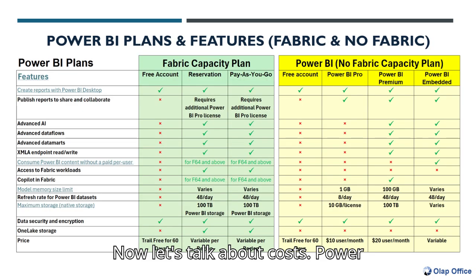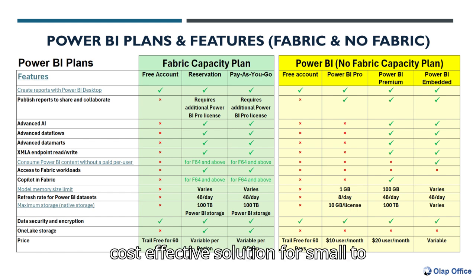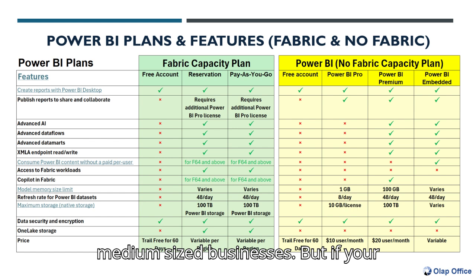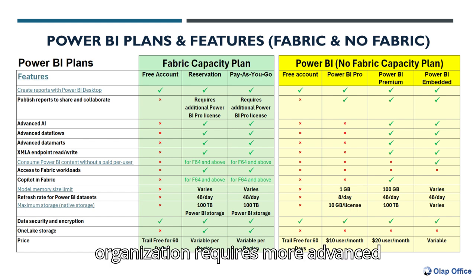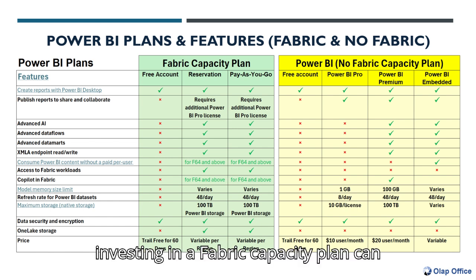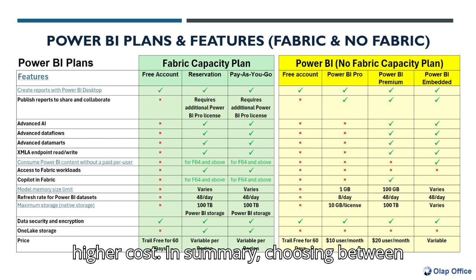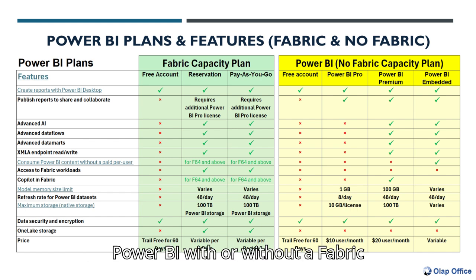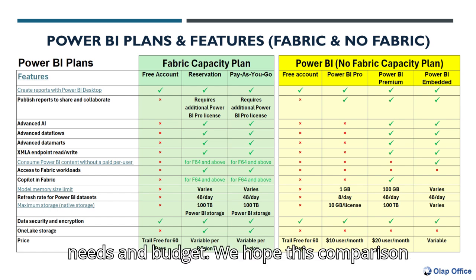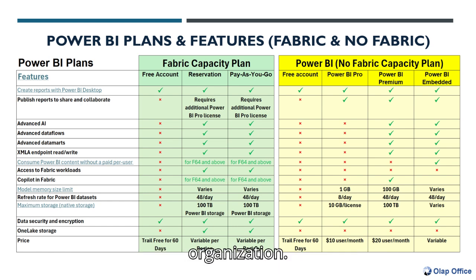Now, let's talk about costs. Power BI without a Fabric capacity plan is a cost-effective solution for small to medium-sized businesses. But if your organization requires more advanced features and higher performance, investing in a Fabric capacity plan can provide significant value despite the higher cost. In summary, choosing between Power BI with or without a Fabric capacity plan depends on your specific needs and budget. We hope this comparison helps you understand the key differences and make the best choice for your organization.